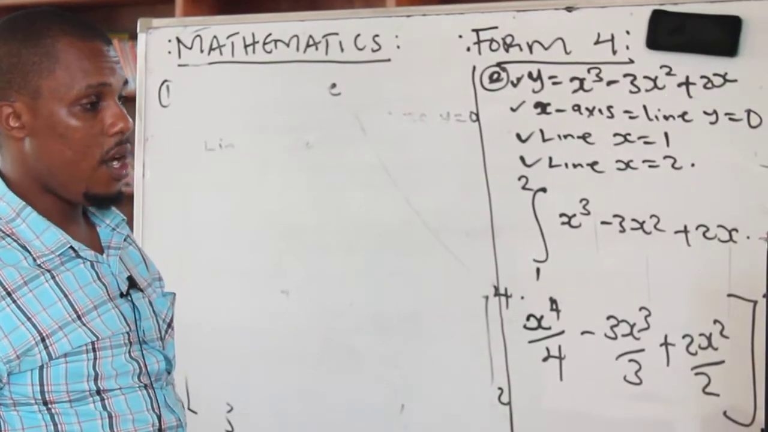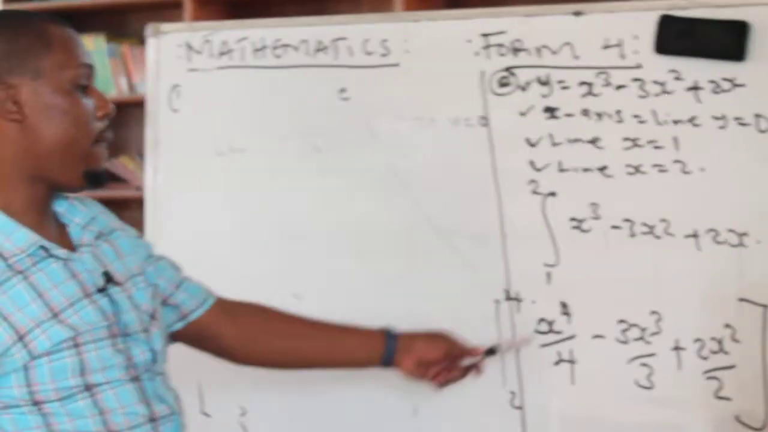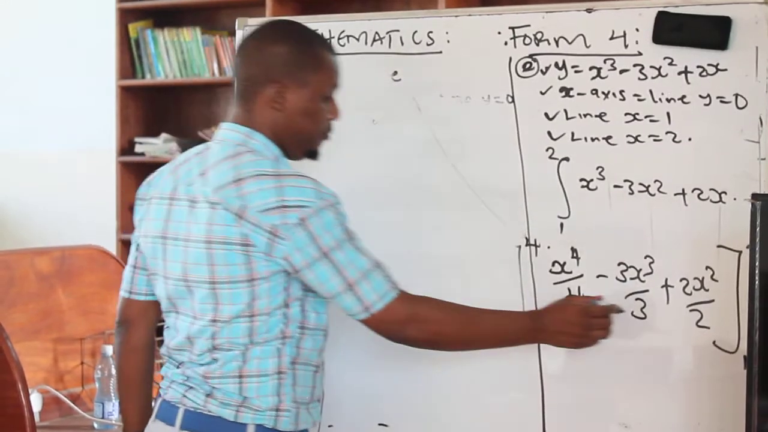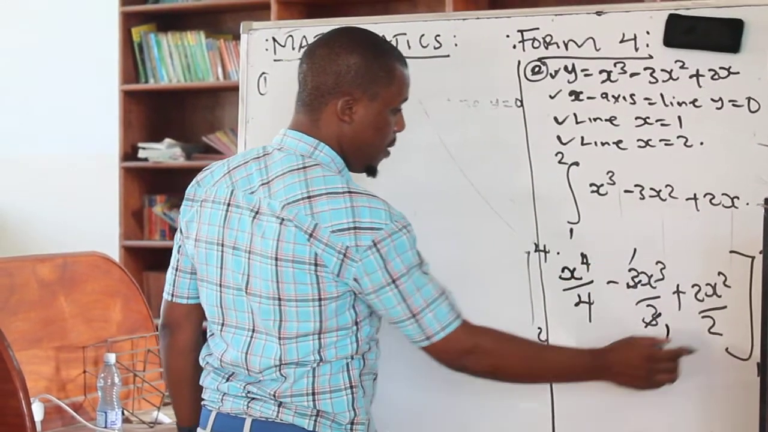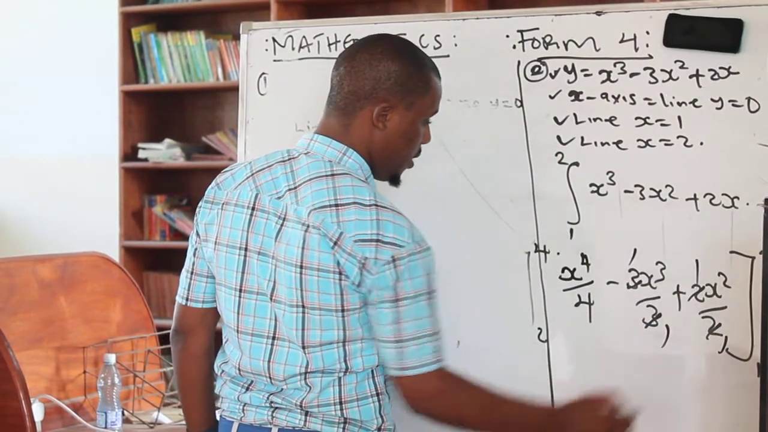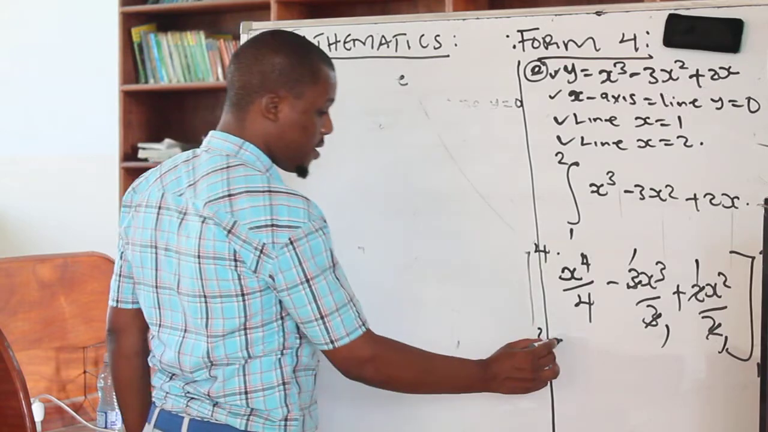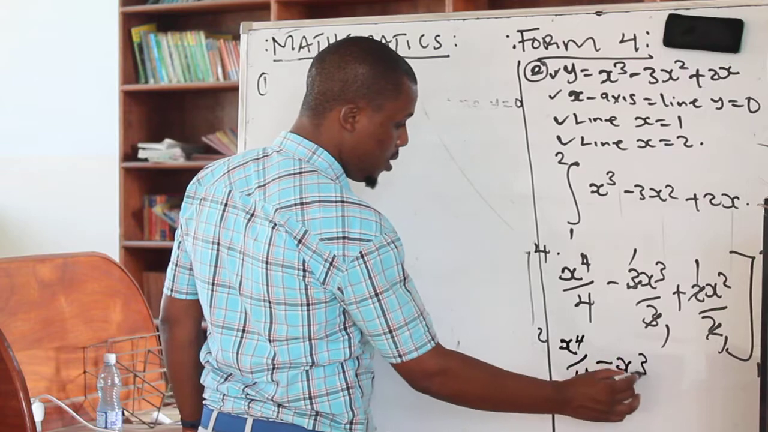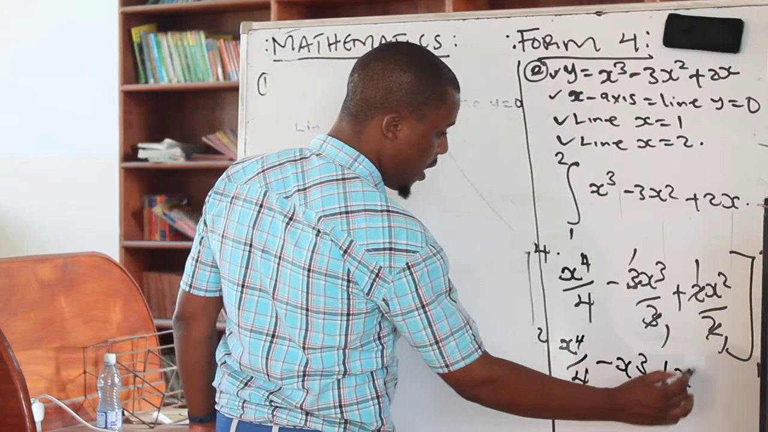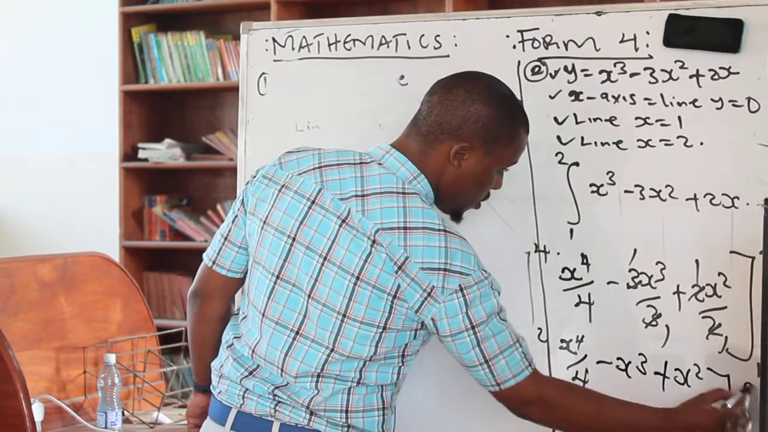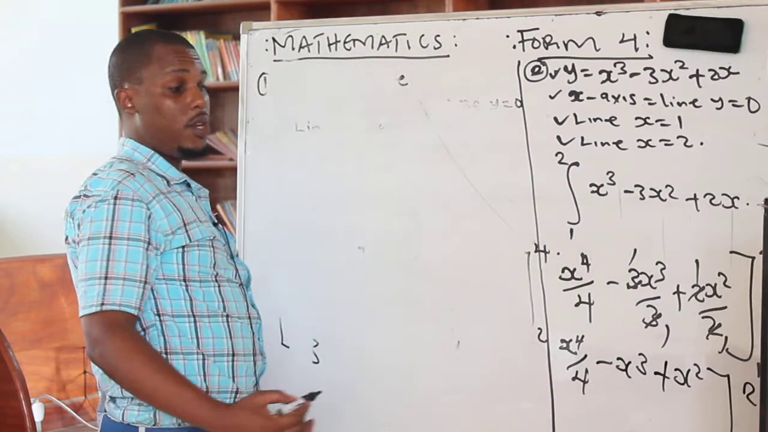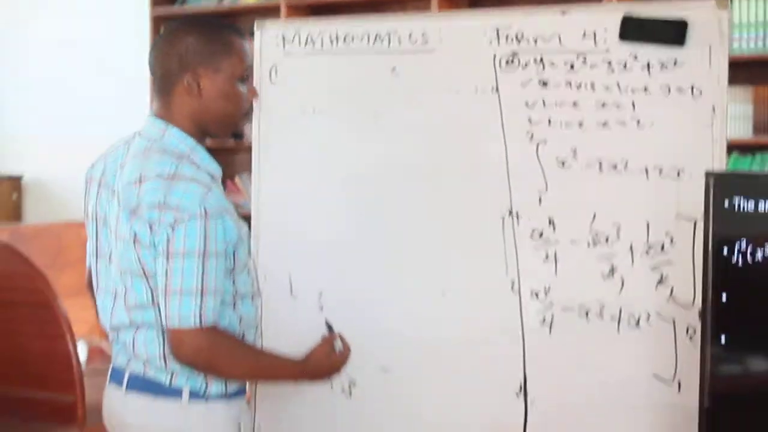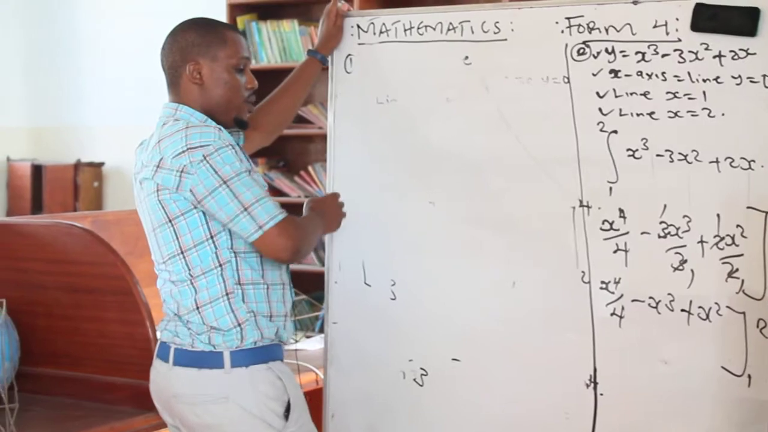When you use that, you have to make sure that you simplify, as you can see here, by 3-1, by 3-1, by 2-1, by 2-1. At the end of the day, you're going to have x to the power 4 over 4, then minus x cubed, then plus x squared, and then you have the limit from 1 to 2. In that case, we need to substitute those values again.